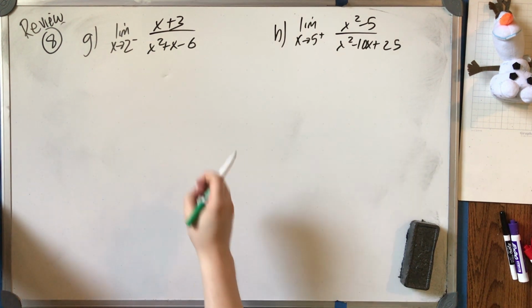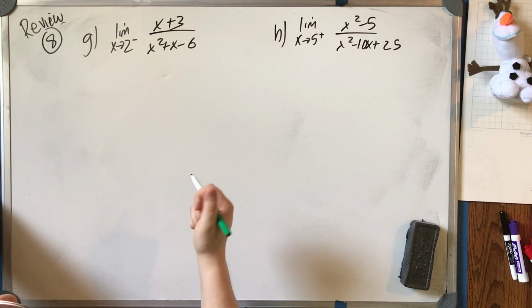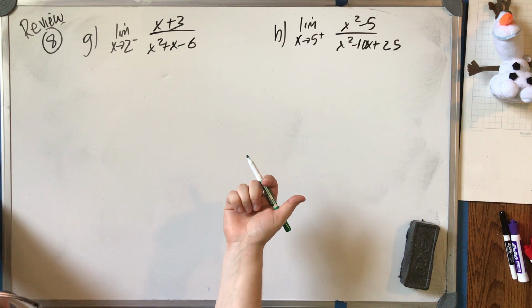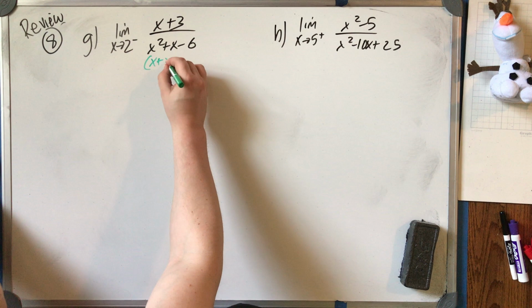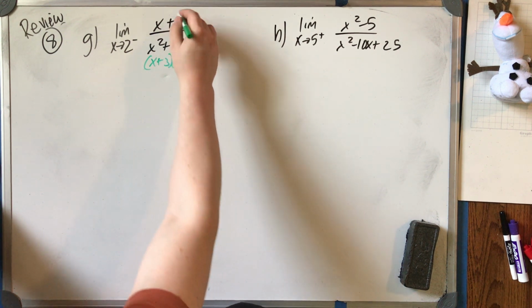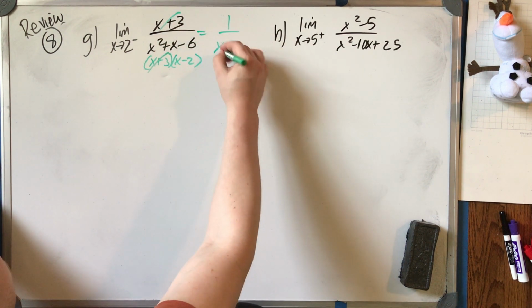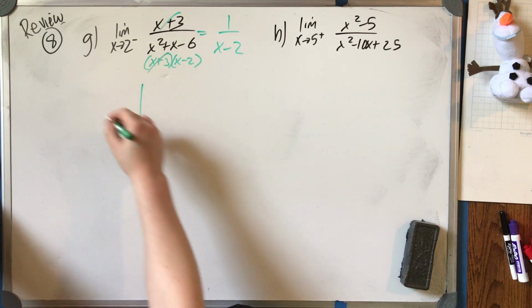So let's try this. If I plug in 2, I think I get a number over 0, but I'm pretty sure that this actually factors to be something that will cancel and make our lives a little bit easier. So yeah, those do. We get 1 over x minus 2. So that's much easier to graph.